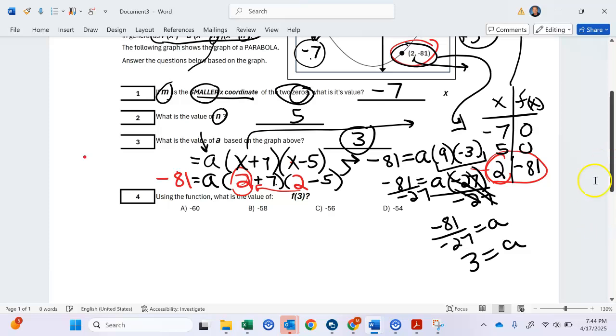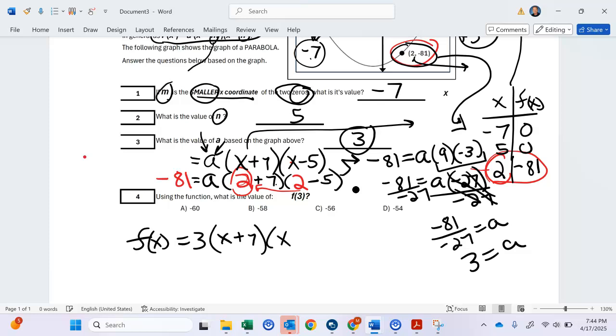So we have to spend a little bit of time to get a; it's pretty quick to get m and n. Okay, good. So that's how you find questions 1 through 3. Now we're going to use this equation, which again is right here. So now let's write our full equation. Now, what do we have? It's going to be f of x is equal to, now we know a is 3, so we write 3. And then we go x plus 7, x minus 5, correct?